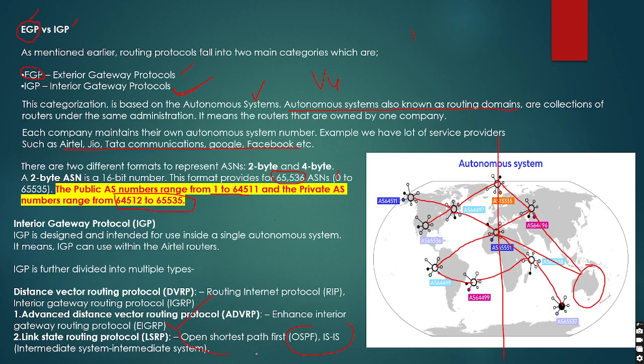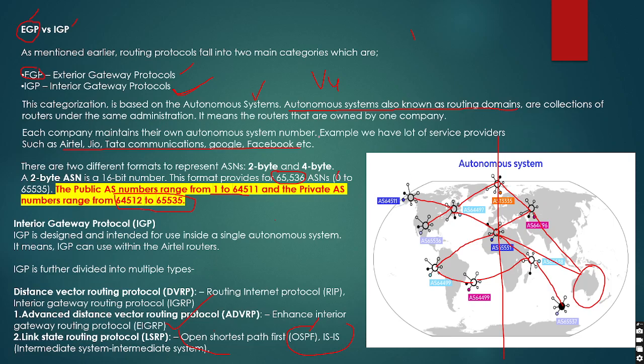OSPF is the open standard protocol. What does that mean? As per the RFC, it's an open standard protocol. Everyone can use it. Suppose I'm Ramesh and I'm going to create a Ramesh router. I'm going to develop my own OS. While developing, I need to follow the RFC and develop OSPF in my operating system. That's it. So this is all about dynamic routing protocols, EGP, IGP, autonomous system numbers, and all.